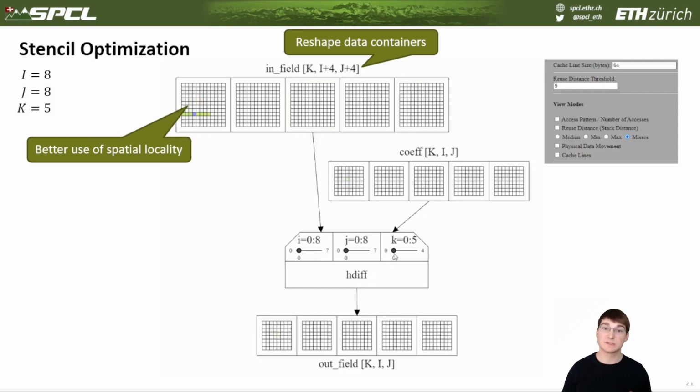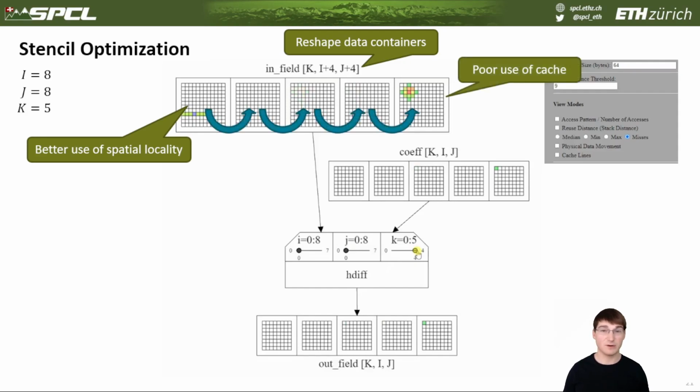Now again, we can use the sliders to essentially play back the loop iterations. And while each individual loop iteration, as shown here with the access pattern, is now accessing data closer together and making better use of spatial locality, we're now jumping in loop iterations across a non-contiguous dimension. So we're making very poor use of the cache, essentially polluting the cache in previous loop iterations and then not using what we have pulled into the cache.